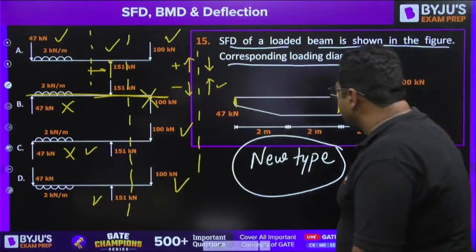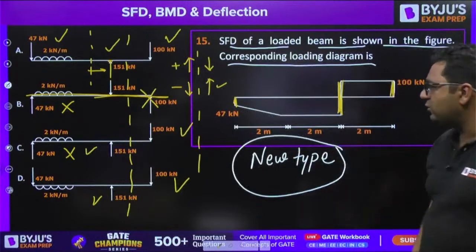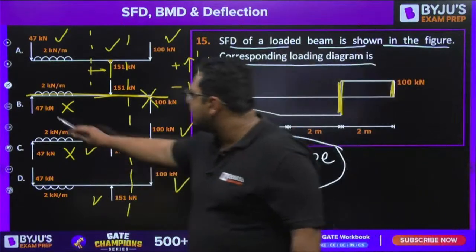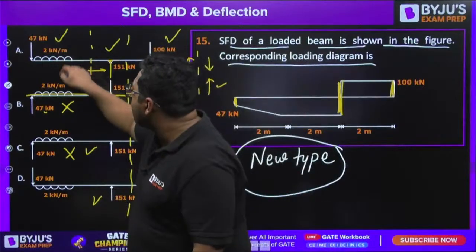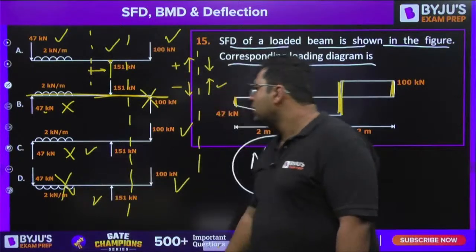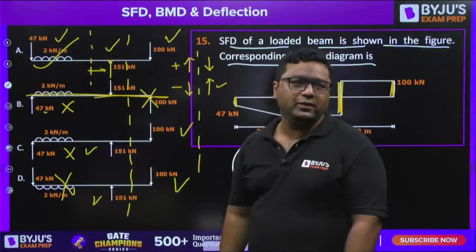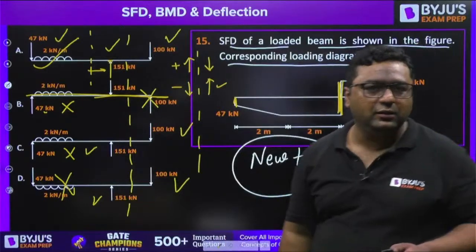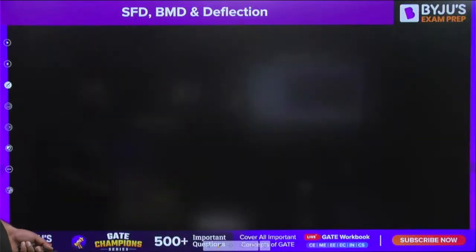Then, my dear, you can see this is for 2 meter. This is going from 47 to some value. So this is 47, this is 47. Here also all the time 47. Here UDL is downward, so here UDL is upward. This is also wrong. So we are left with A only. A is the correct answer. I feel everyone got it. Very good, Viresh. Moving to next question.